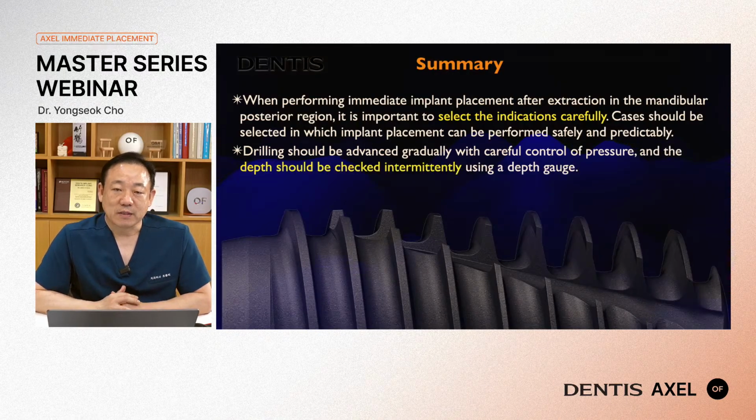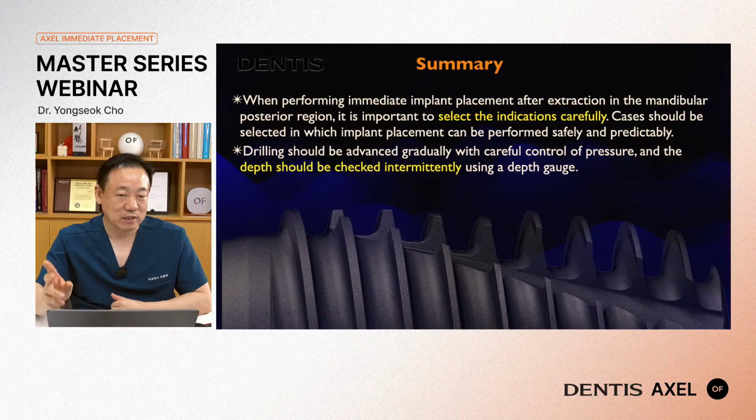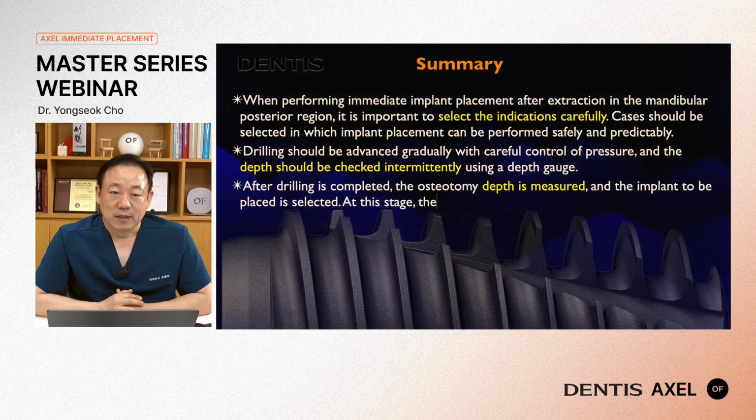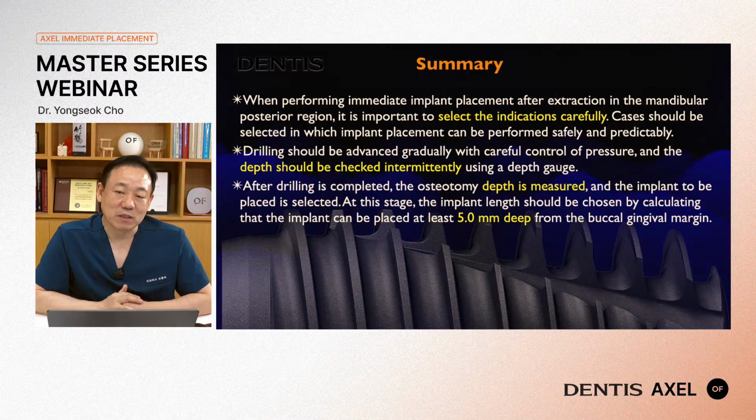Drilling should be advanced gradually with careful control of pressure, and the depth should be checked intermittently using a depth gauge. Okay, drilling gradually, checking with depth gauge is a really important technique. After drilling is completed, the osteotomy depth is measured, and the implant to be placed is selected. At this stage, the implant length should be chosen by calculating that the implant can be placed at least 5 mm deep from the buccal gingival margin.